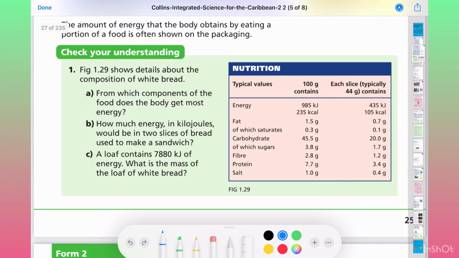So if we look at the component which is existent in the most amount of grams, then that should give us the most amount of calories. So from here, it's easy to see that carbohydrates is present in the largest quantity, so the most amount of energy will come from there. So your answer for this is going to be carbohydrates.